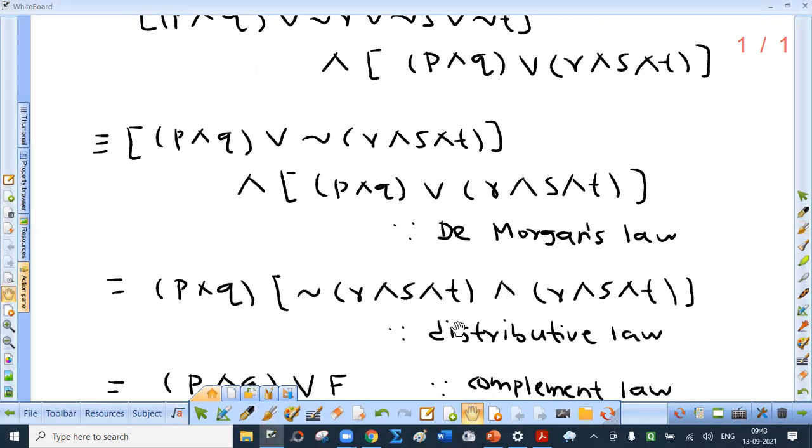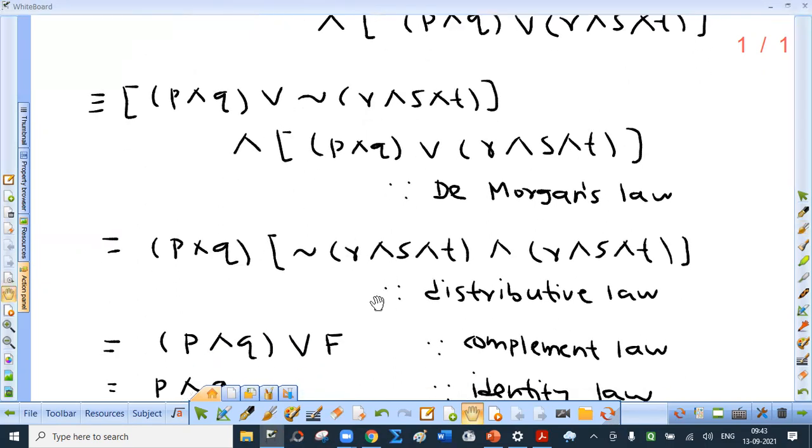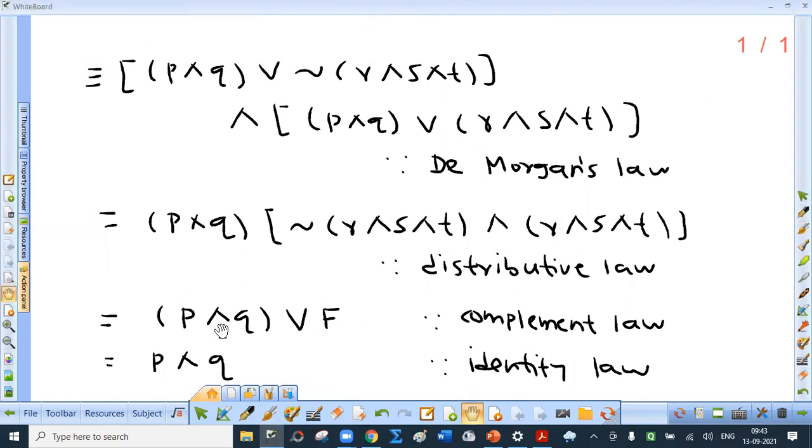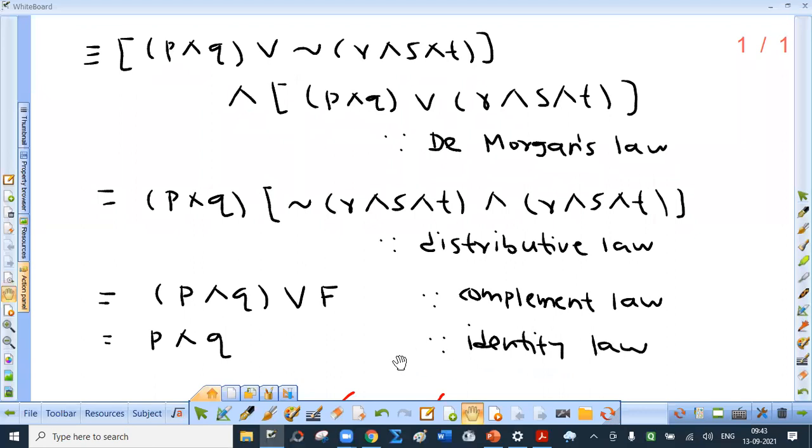This is nothing but false. Complement law: any statement has its conjunction with its negation, so it has to be false. Now P and Q or false is nothing but P and Q, because whatever is the truth value of P and Q is the truth value of this. Had it been P and Q or T, the answer would have been T. Had it been P and Q and F, the answer would have been F. Now this is P and Q, reason: identity law.